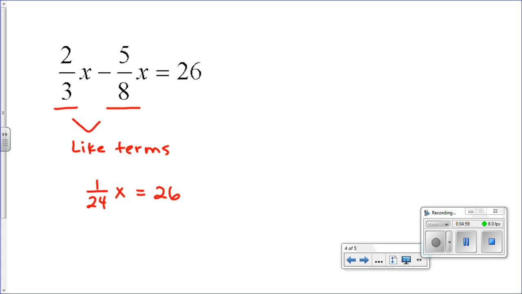Okay. So then what you can do is just divide by 1 over 24. Dividing by a fraction is the same thing as multiplying by the reciprocal. So you could also multiply both sides by 24 if you wanted. So you could do this if you choose to. Okay, make sure when you do 26 divided by 1 over 24, put that 1 over 24 in parentheses so your calculator recognizes it as a fraction.